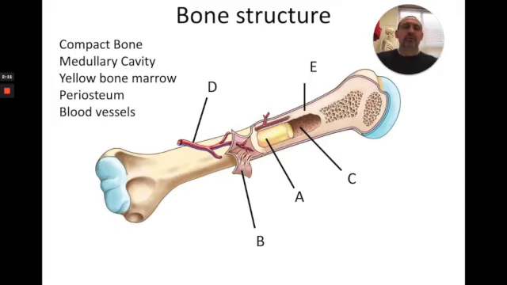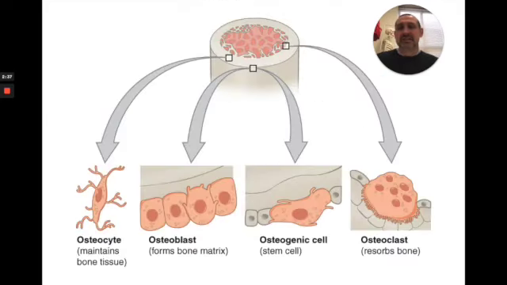Compact bone runs along the outside of the shaft of the bone. So in this picture, that would be E. The medullary cavity is C, this kind of space where the yellow bone marrow can be. The yellow bone marrow is A, so it's going to store fat. The periosteum is going to be this membrane that goes around the bone. In that case, that's B, and the blood vessels are D. So there's some of the major parts of the bone.